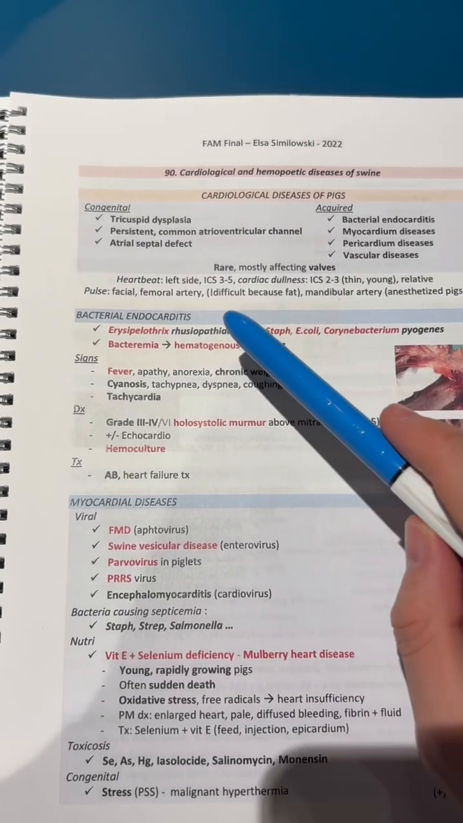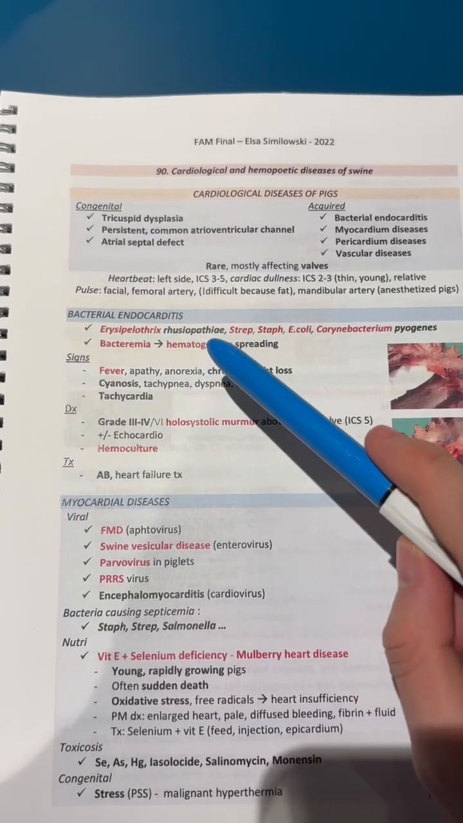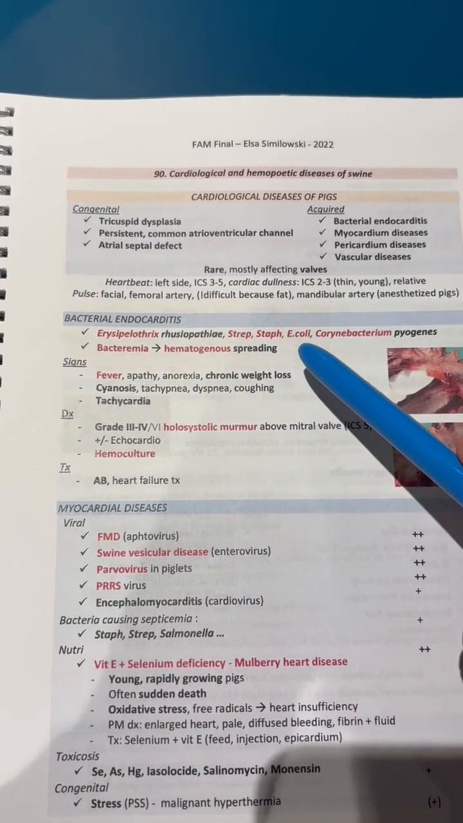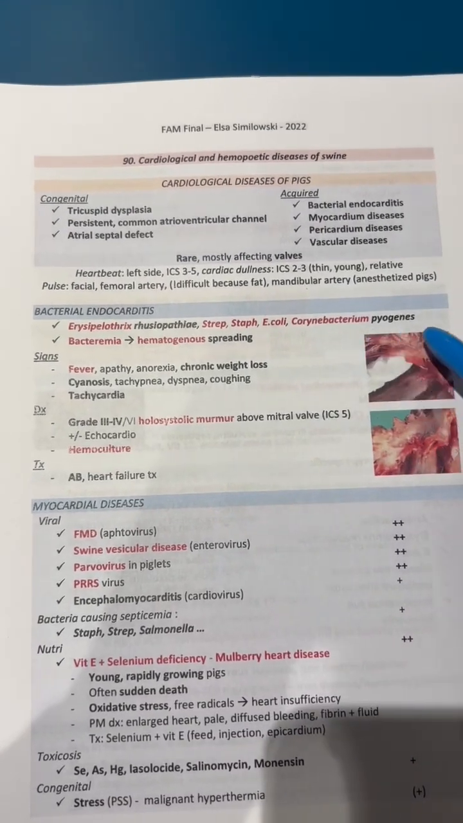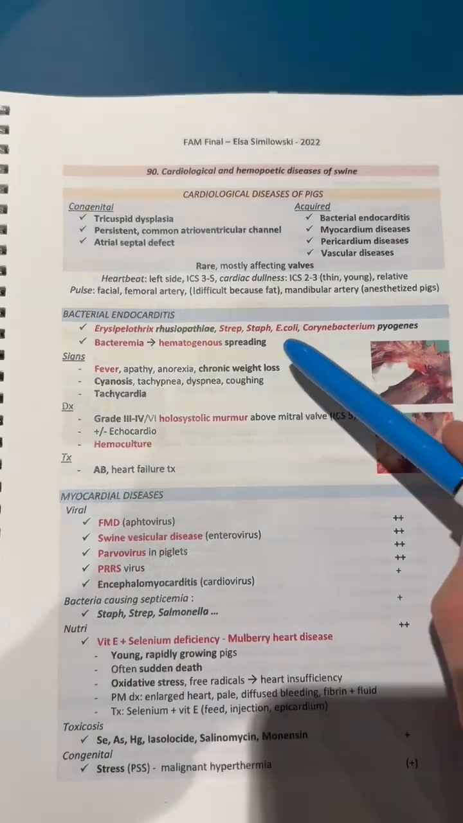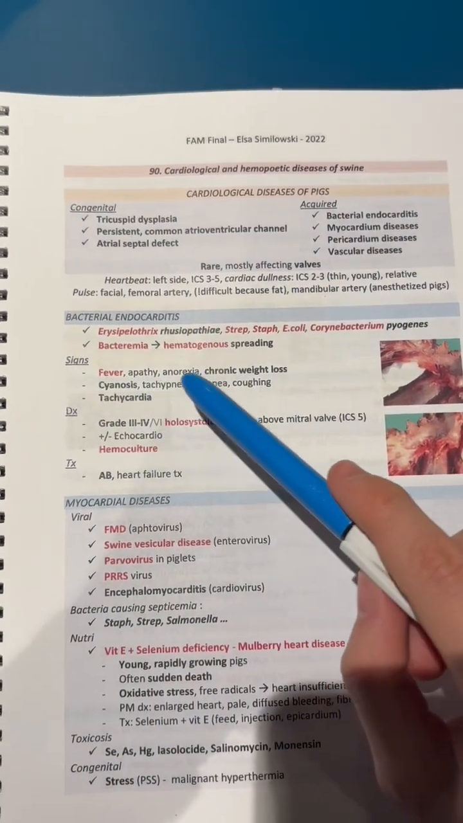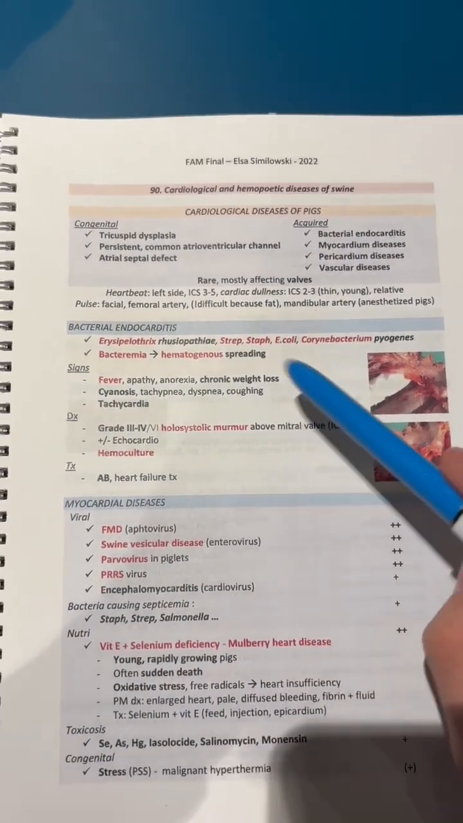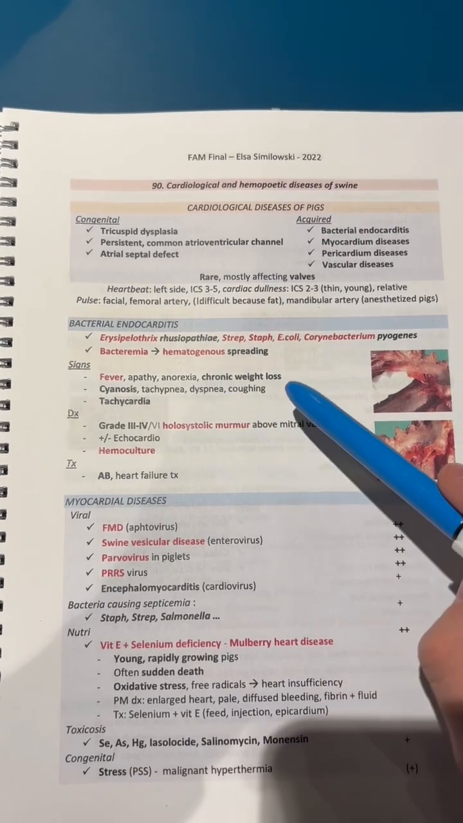Bacterial endocarditis is caused by Erysipelothrix rhusiopathiae, Streptococcus, Staphylococcus, and E. coli, as well as Corynebacterium pyogenes. Bacteremia can lead to hematogenous spreading. The clinical signs are fever, apathy, anorexia, and chronic weight loss, as well as cyanosis, tachycardia, dyspnea, and coughing.